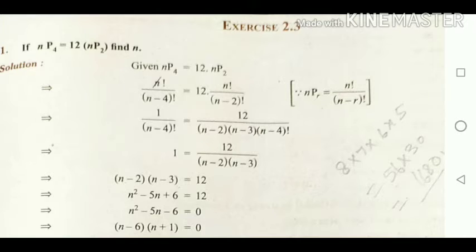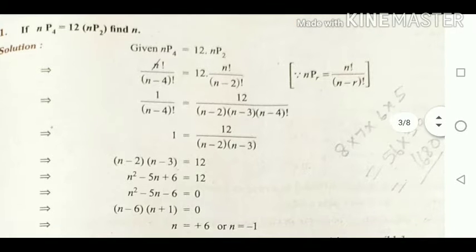So nP4 is nothing but n factorial divided by (n minus 4) factorial, equal to 12 into nP2, which becomes n factorial divided by (n minus 2) factorial. Then on both sides the n factorials are cancelled. We are getting 1 by (n minus 4) factorial equal to 12 by (n minus 2) factorial. Here n minus 4, n minus 2.